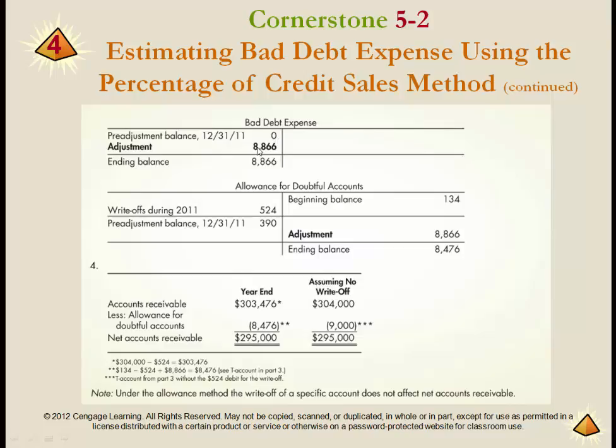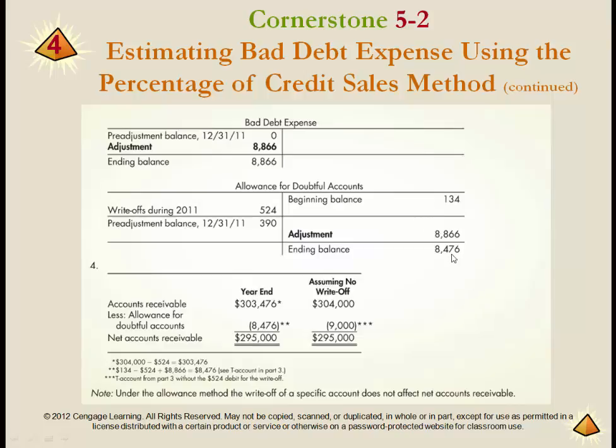Okay? And here are the T accounts that look like it. Bad debt expense had a beginning balance of 0. They did the adjustment for 8866. It looks like they had a $134 credit balance in the allowance for doubtful accounts at the beginning of the year. They wrote off 524, so they had a balance of 390. They made one adjustment for 8866. The ending balance is 8476. But you notice something. The net receivable balance, which we talked about just a little bit ago, is $295,000.